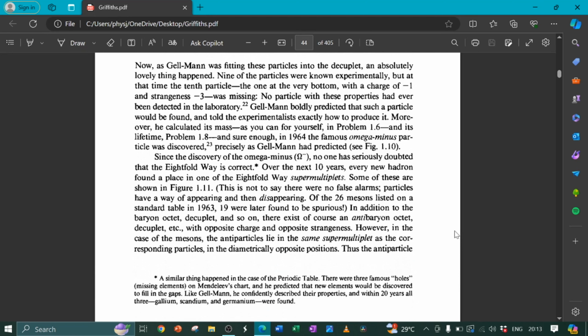Now, as Gell-Mann was fitting these particles into the decuplet, an absolutely thrilling thing happened. 9 of the particles were known experimentally, but at that time the 10th particle, the one at the very bottom with a charge of -1 and strangeness -3, was missing. No particle with these properties had ever been detected in the laboratory. Gell-Mann boldly predicted that such a particle would be found and told the experimentalists exactly how to produce it. Moreover, he calculated its mass, as you can for yourself in problem 1.6, and its lifetime, problem 1.8, and sure enough, in 1964 the famous omega-minus particle was discovered, precisely as Gell-Mann had predicted. See figure 1.10.